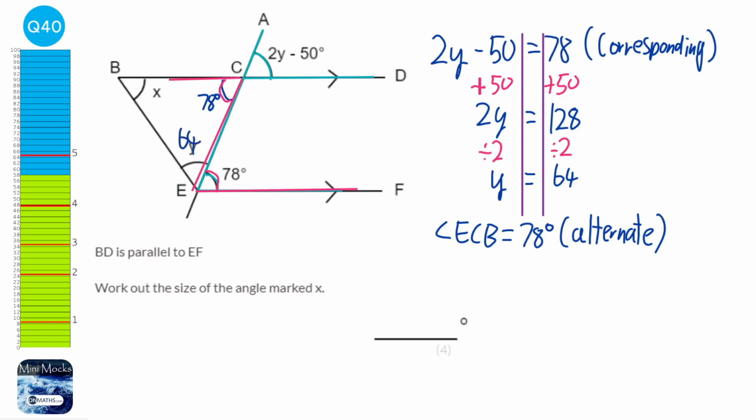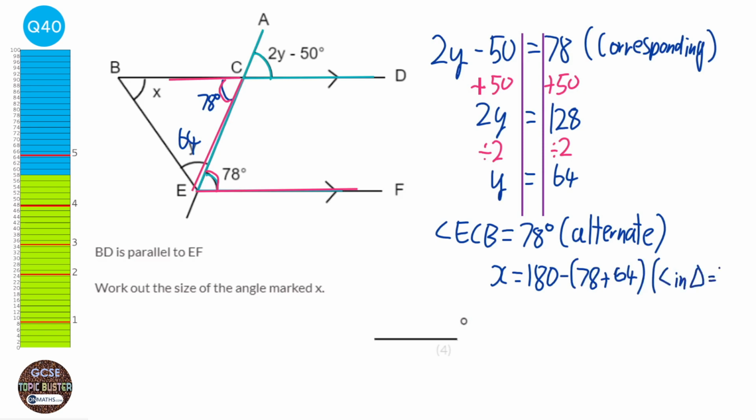then we can work out what x is. So x equals 180, angles in a triangle, take away the 78 we know and the 64 we know. And the reason for that is angles in a triangle add up to 180 degrees. And just make sure you write down all the reasons as you go. And when we take away the 78 and the 64 from 180, you get 38. So x is therefore 38 degrees.